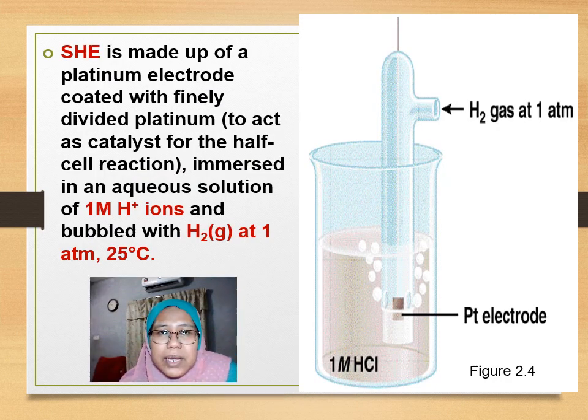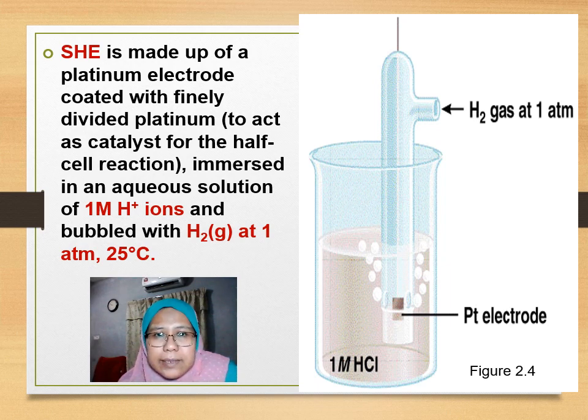SHE is made up of a platinum electrode coated with finely divided platinum. Okay, you can see in the figure there, the platinum electrode is very small at the bottom of the tube. Platinum is expensive, so a small mass of it can become the electrode for hydrogen here.